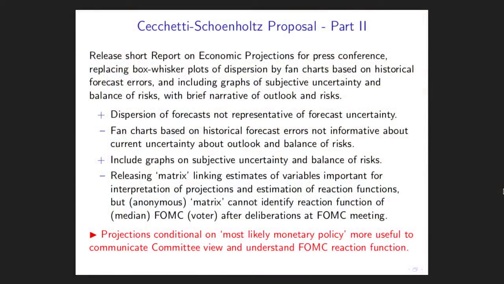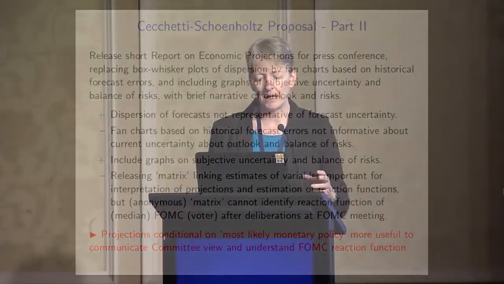Then the paper's suggesting to release the matrix that links the estimates of variables. Now, as mentioned, that's very important to correctly interpret the projections and to estimate reaction functions. However, releasing an anonymous matrix does not allow you to identify the median voter. But even if you know all the individuals involved, then you still only know their views before they met and deliberated. So it's not necessarily that informative about the FOMC reaction function that follows after the deliberations.